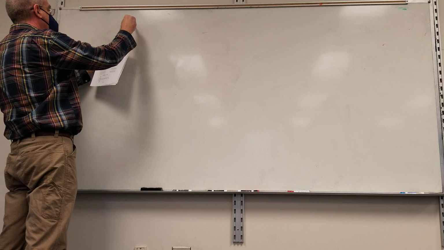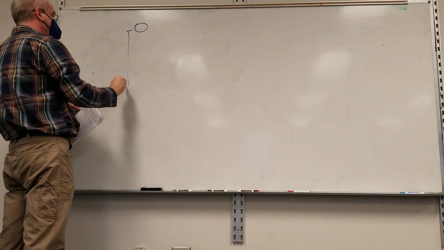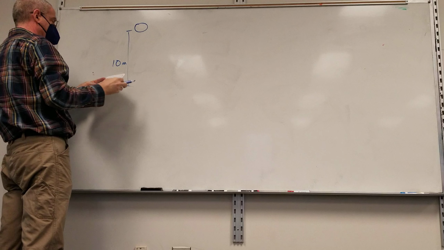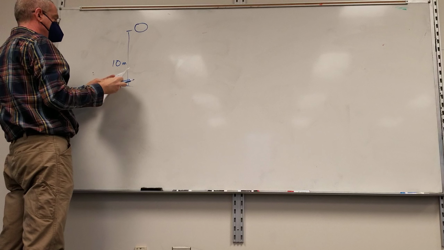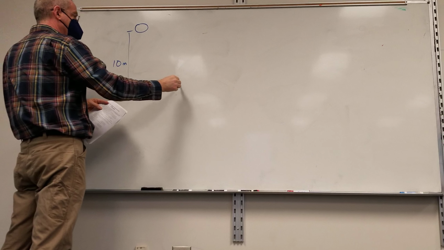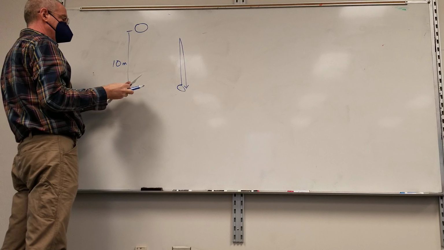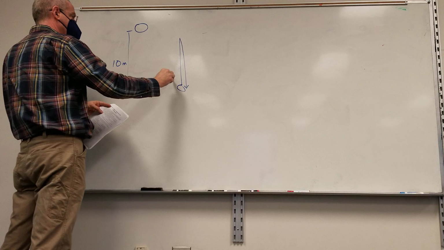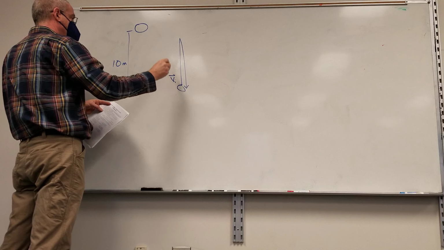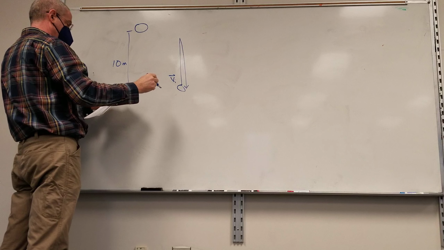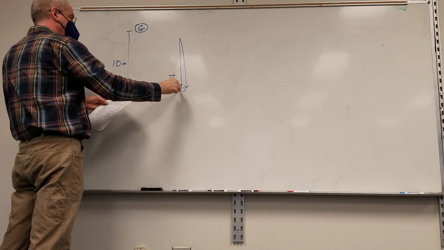So we have a ball that's dropped from a height, we'll just say 10 meters. And the moment it's dropped, another ball is shot up into the air. And then they land at the same time? Yep. So we're trying to find some initial velocity here. And so this is green and red.